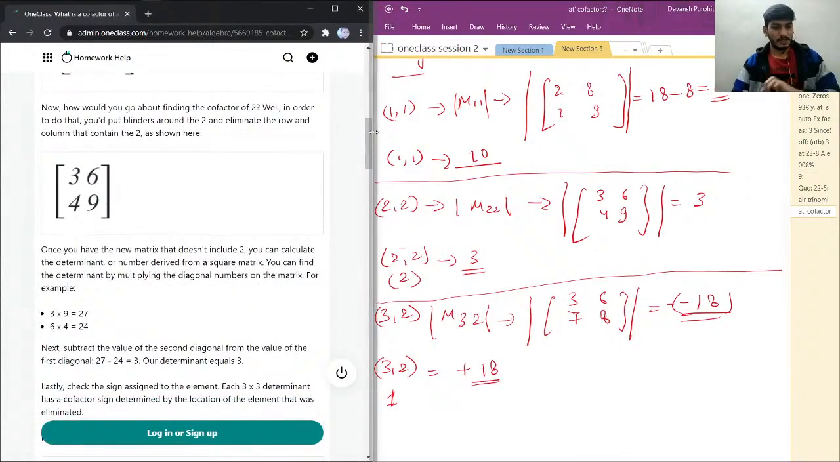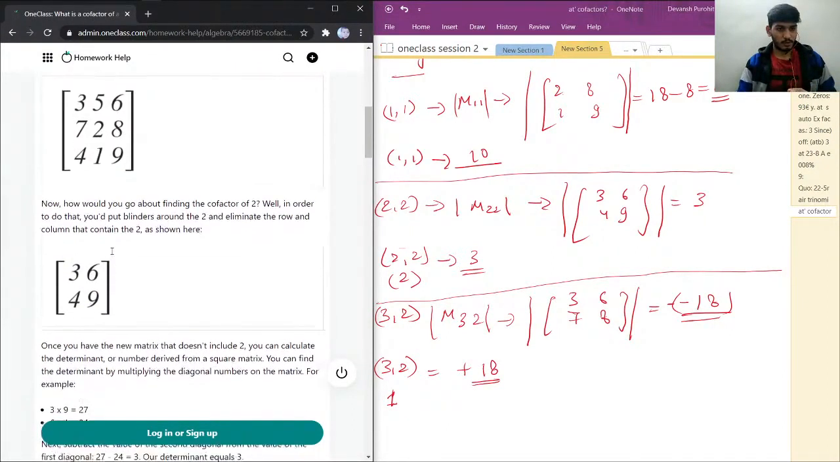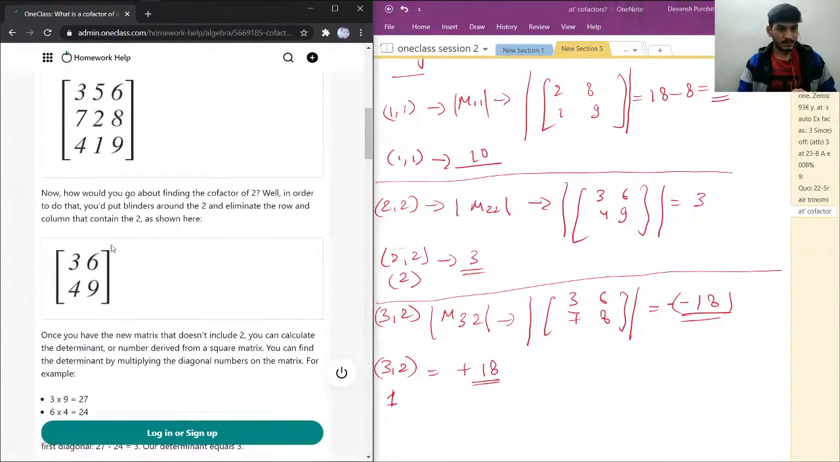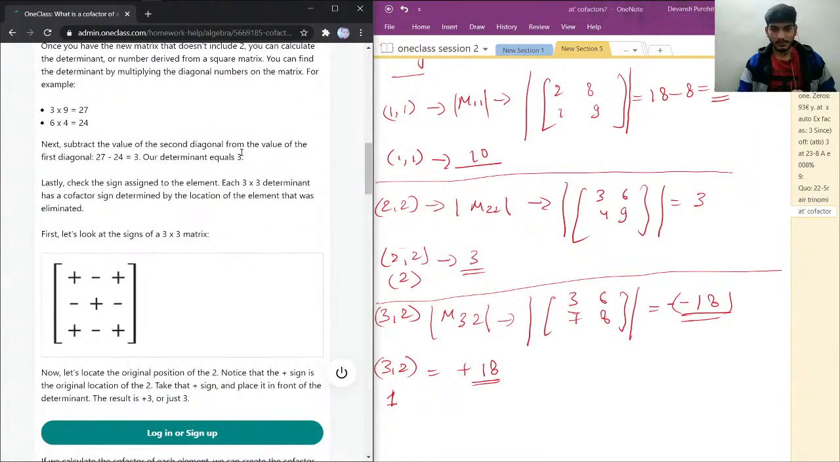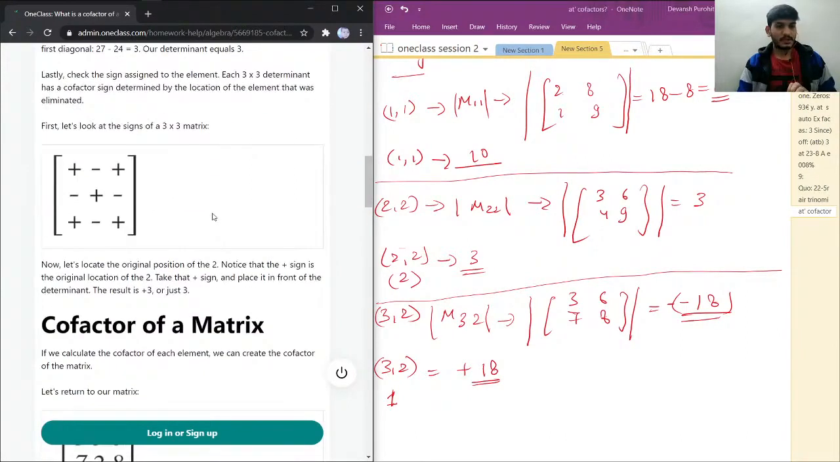Now let's see, here they are calculating for 3, 6, 4, 9. So here they are calculating the cofactor for 2, the middle term, and we have already done it, so it was 3. And here also, for a 3 cross 3 matrix, if you don't remember the formula, you can just remember this diagram.